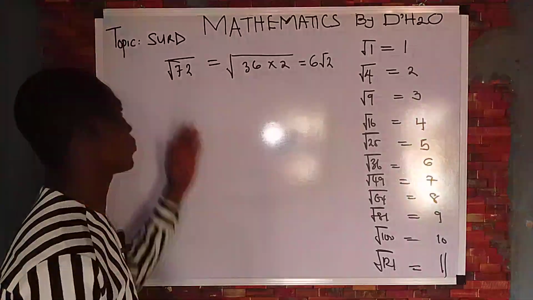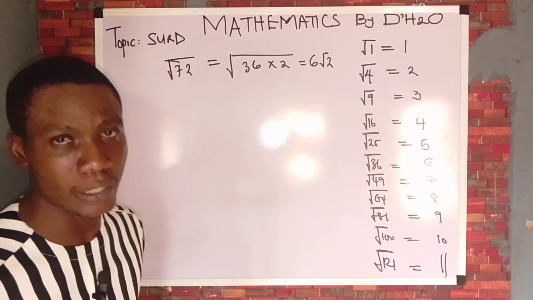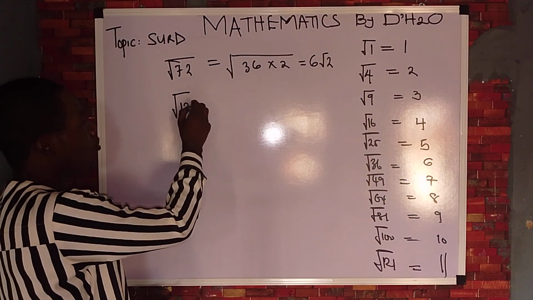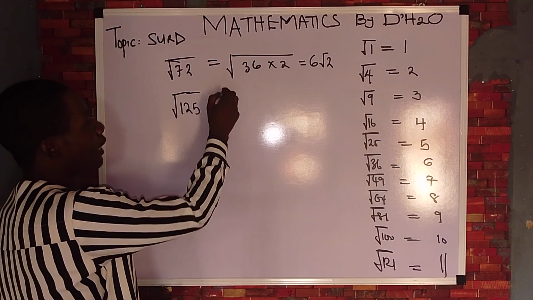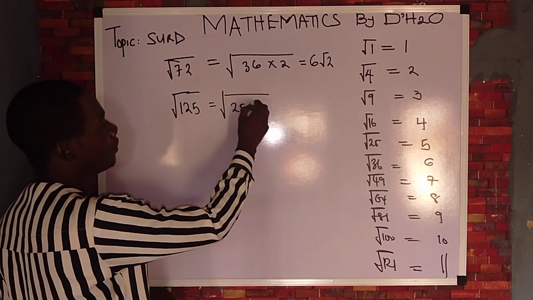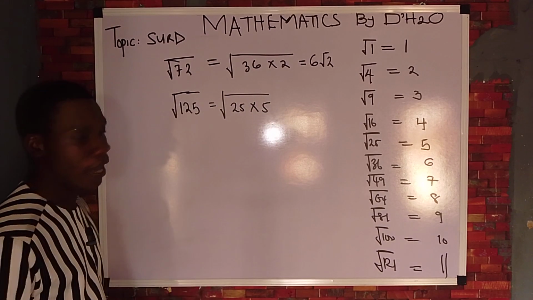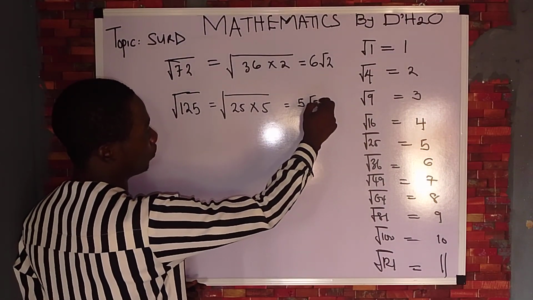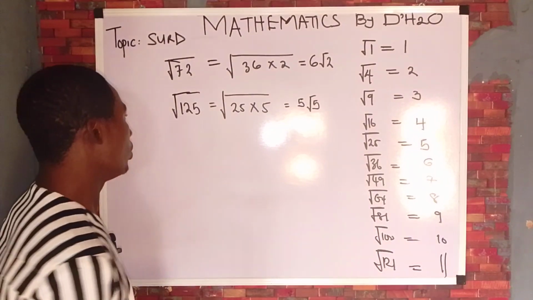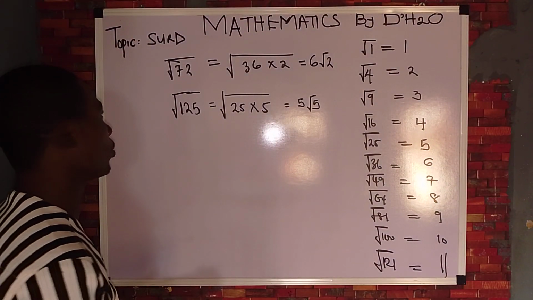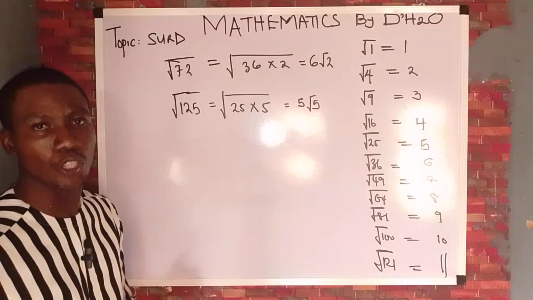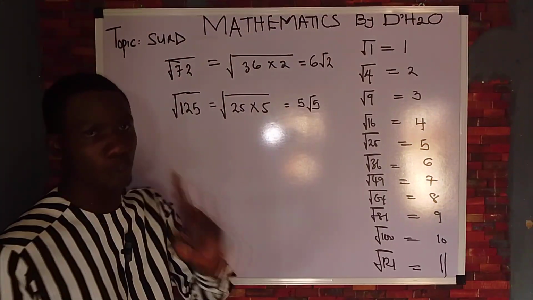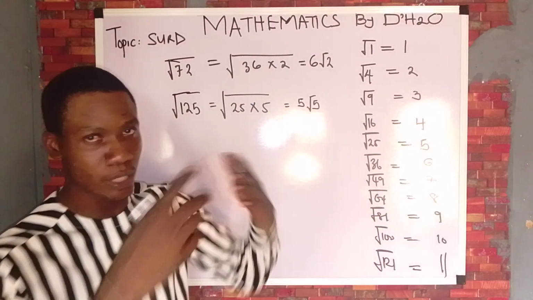I told you that the square root cannot be determined directly or exactly. So we can take another number like 125. 125 will give us 25 times 5. And what's the square root of 25? It is 5. So we have 5 root 5. Now, we can take another number because this is simply simplification of surd. You must break it into two numbers. One we have the square root, the other will not have.